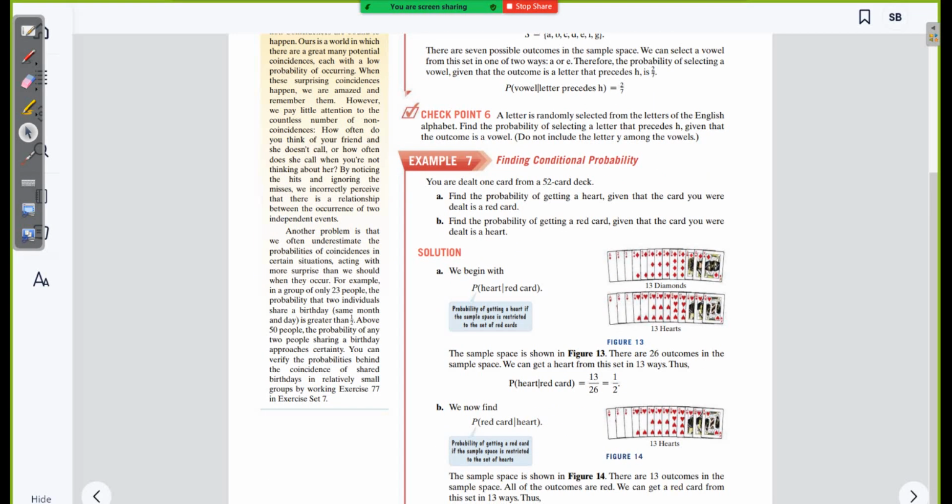If you recall, let's go ahead and pull the pictures for this one. I feel like they help. Well, at least a picture for A. It says find the probability of getting a heart given that the card you were dealt is a red card. We know that there are 4 suits in a standard 52 card deck, and in those 52 cards we have 13 diamonds, 13 hearts, 13 spades and 13 clubs. But that doesn't really matter because we're pulling a red card.